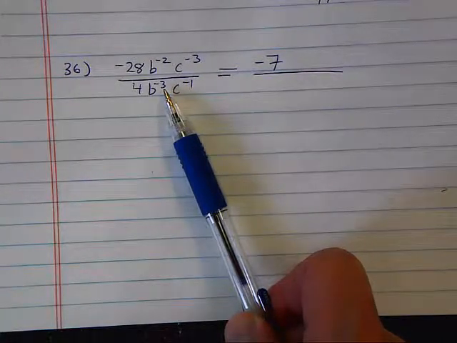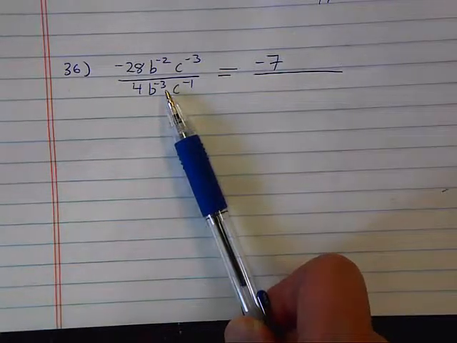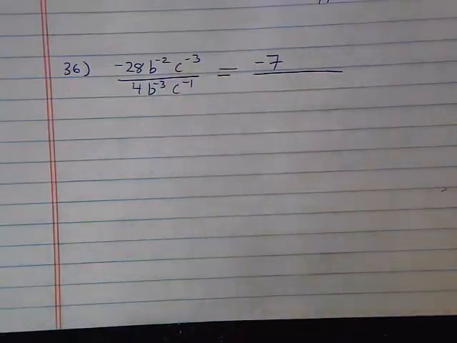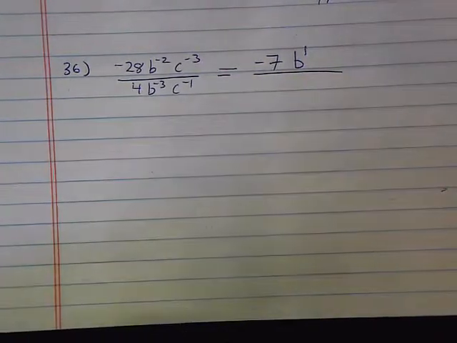A lot of people made an arithmetic mistake there. They had 5 or negative 5 or something like that. Watch your arithmetic. Negative 2 minus negative 3 is a 1. Since that turns out to be positive, the b stays on the top. You do not have to put the 1.